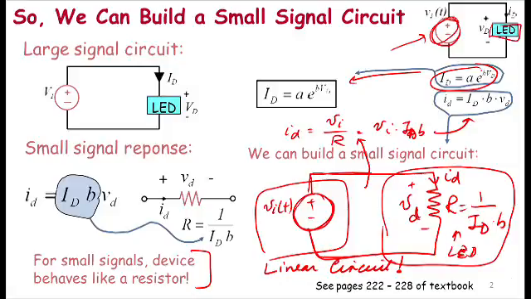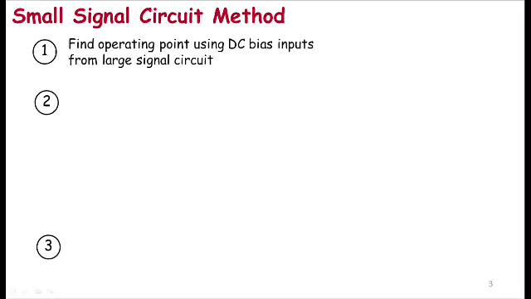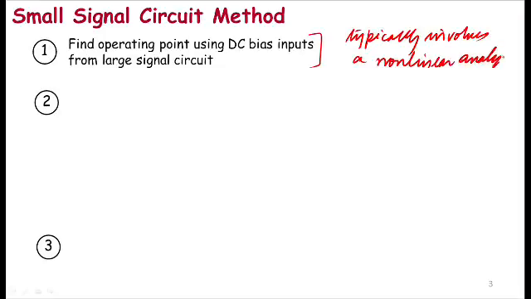So before I conclude this piece, I should go ahead and summarize the small signal circuit method, and we shall use that extensively in 6002X. The small signal circuit method has three steps. You start by finding the operating point using the DC bias inputs from the large signal circuit, and this typically involves a nonlinear analysis.